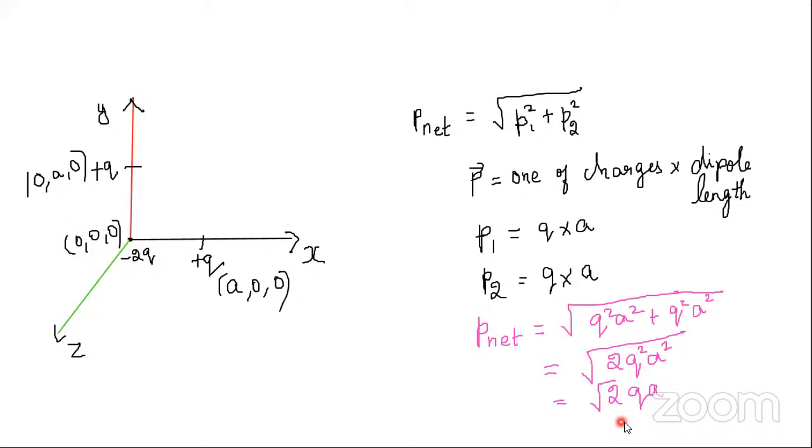We have found out the magnitude of this net dipole moment. In which direction is it acting now? Can anyone tell me? Sir, I'm not sure, but is it along the x-axis? Okay, your answer is along the x-axis. According to you, the option is option D, right? Yes, sir.